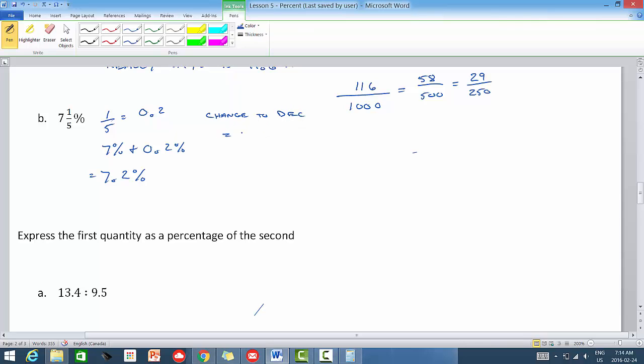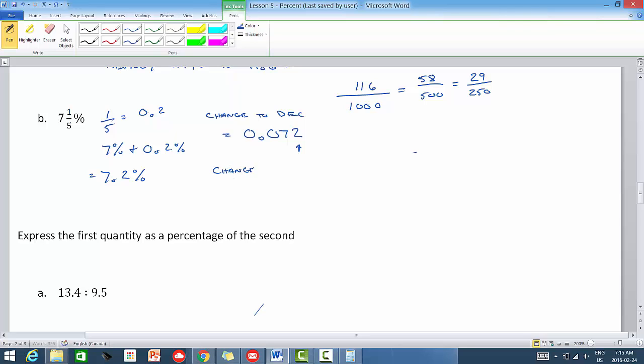Okay, and what that means is 2 decimal places to the left. We move the decimal place, so that becomes 0.072. And so what we're going to do is take that last place value and change it into a fraction. So use that as the denominator.